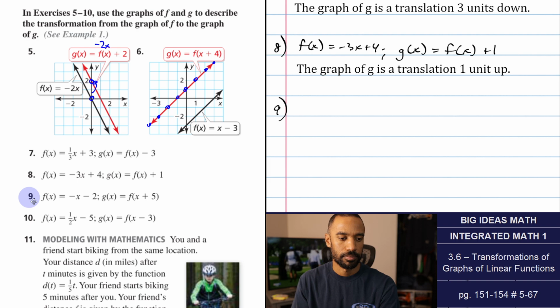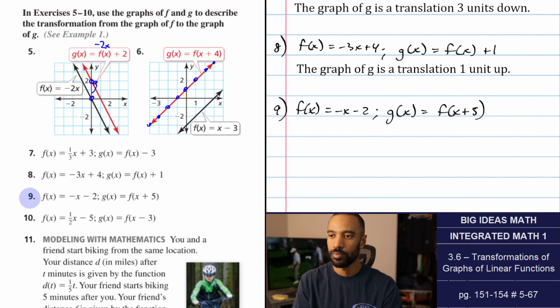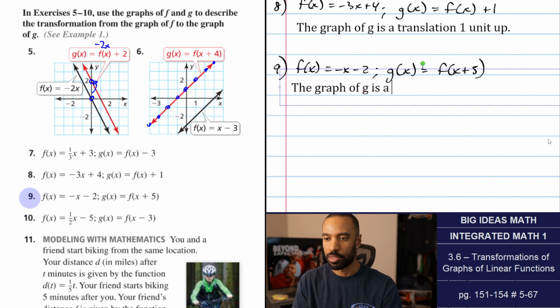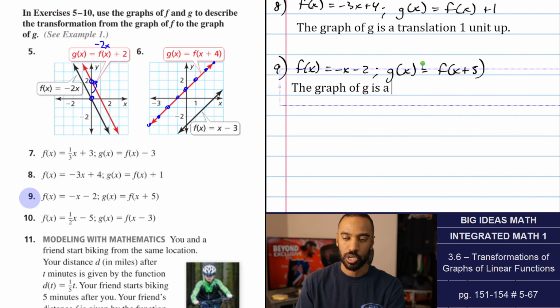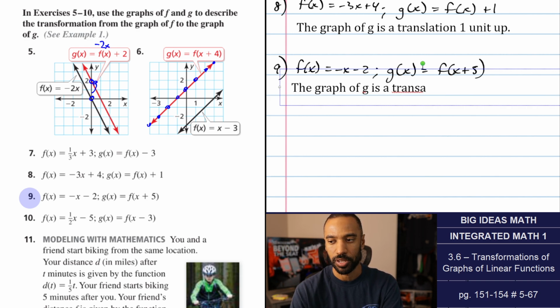Number 9, we've got f of x equals negative x minus 2, and g of x equals f of x plus 5. So the plus 5 is inside the function, right? The plus 5 is inside the function. That means it's a horizontal translation. We do the opposite of what it says. We're going to go 5 units left instead of 5 units right. Translation 5 units left from f.